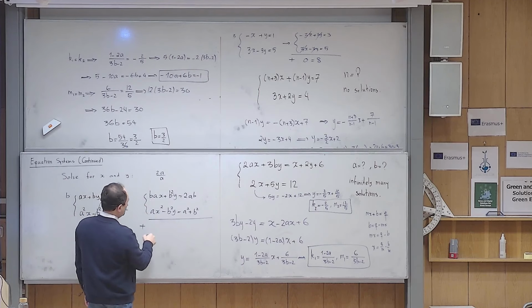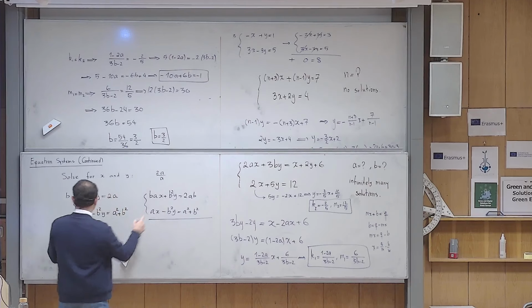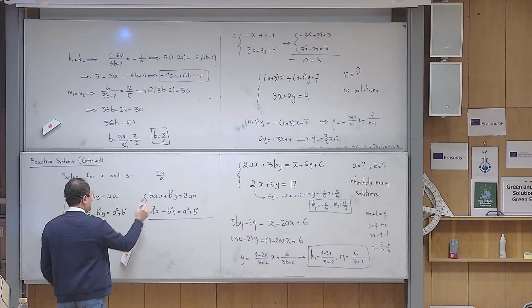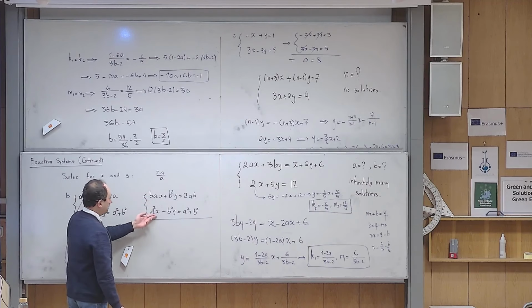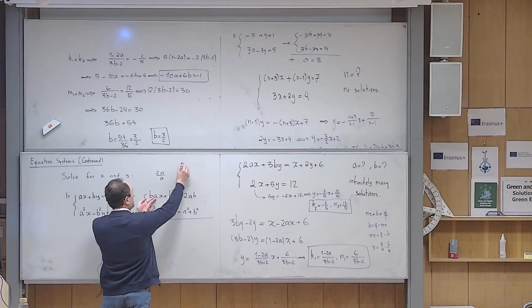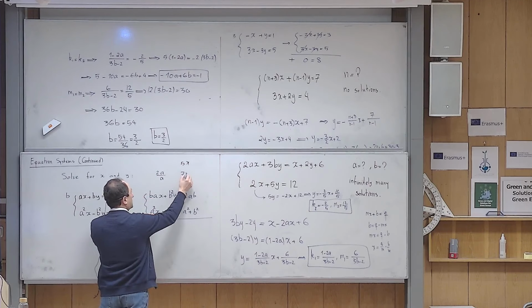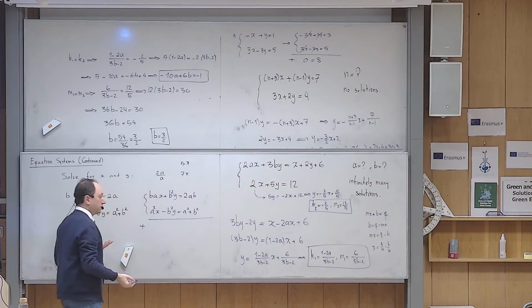Sorry, this 2 is here, not there. The 2 is on a. Okay? If I have just a number and a number, I am not in trouble. Say this is 5x and say this is 7x. When I add them, I simply write 12x.